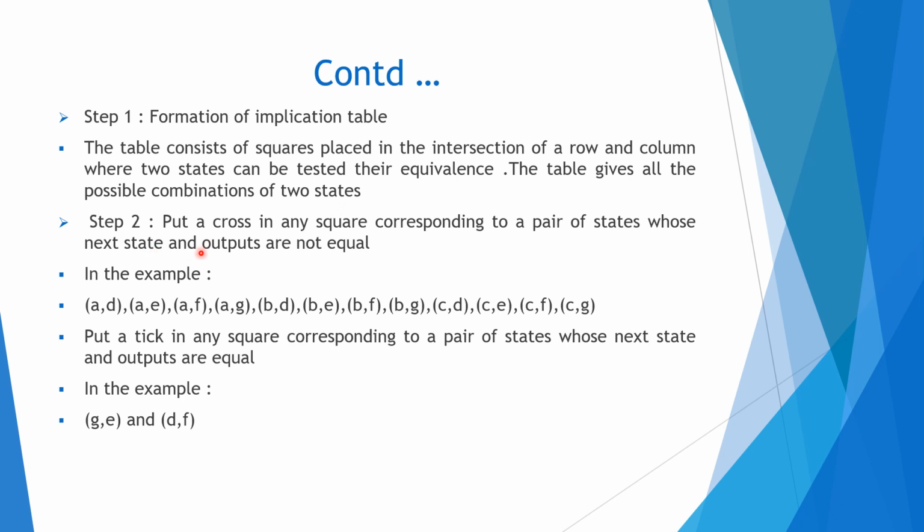The next step is to put a cross in any square corresponding to a pair of states whose next states and outputs are not equal. So in the example, these are combinations where the outputs or the next states are not equal. Then put a tick in any square corresponding to a pair of states whose next states and outputs are equal. In the example, according to the earlier steps, you can see GE are equivalent states, and DF again are equivalent states. So we can put a tick at GE, and again at the combination D and F we can put a tick.